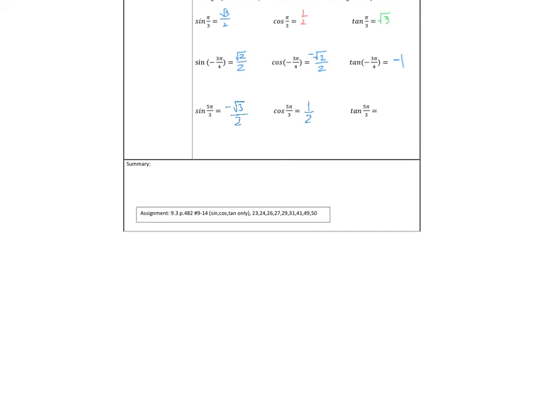Tangent of those is dividing the sine by the cosine, which we've done before, but we'll practice it again. So negative root 3 over 2 divided by 1/2, which is the same as multiplying by the reciprocal, so I'm going to flip and multiply. Divide out my 2's, and I get negative square root of 3.